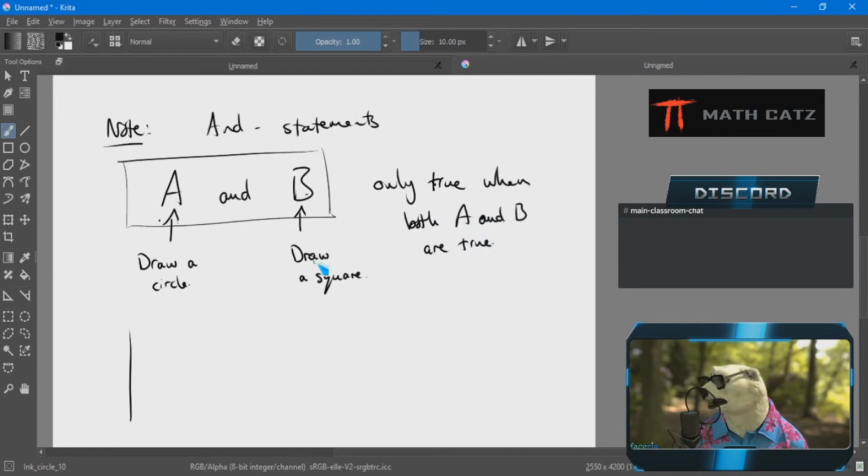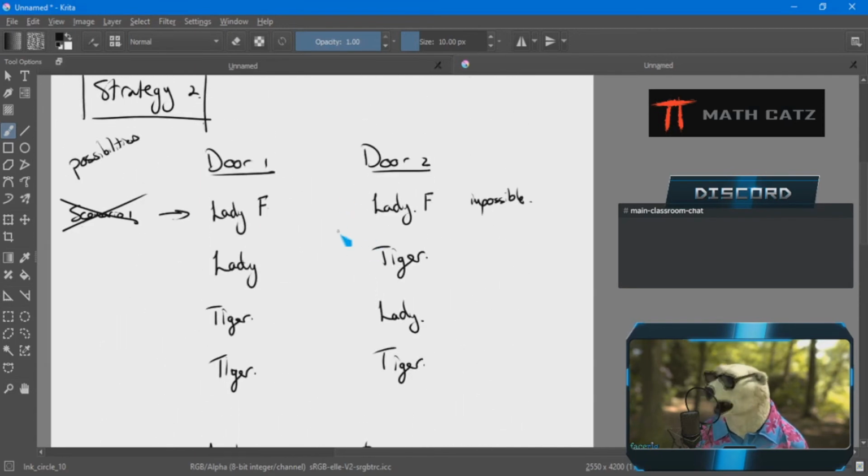So in order for an AND statement to be true, I need both the pieces to be true. Any other time, it's just not true. It's false. That's why, when I look at door one, which said there's a lady behind door one and a tiger behind door two, the first part was true, but not the second, and therefore the whole thing is false. When I looked at door two, it said somewhere there's a lady, somewhere there's a tiger. The first part was true, somewhere there is a lady, but the second part was not. In the AND statement, the whole thing is false. Okay.